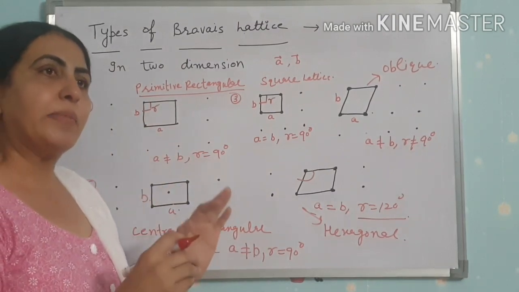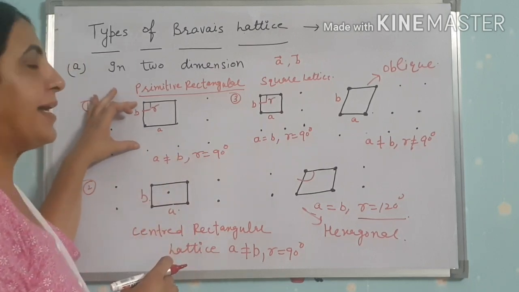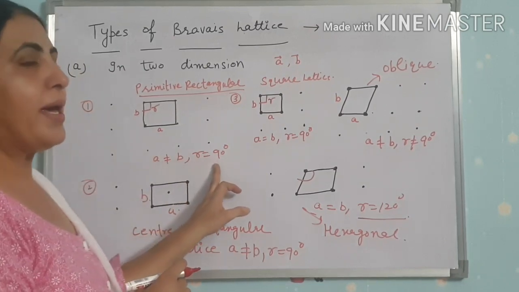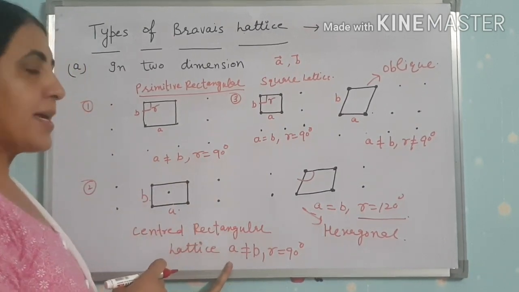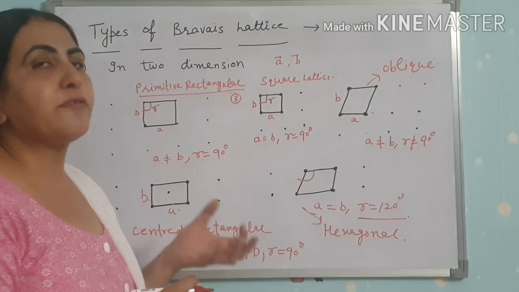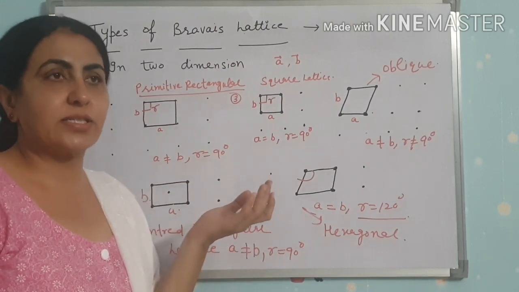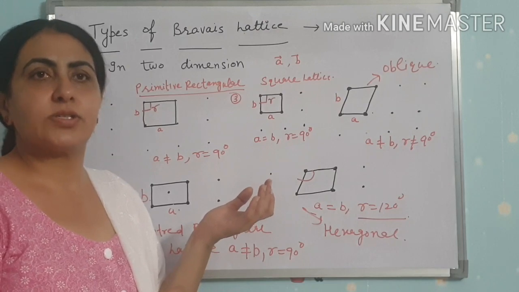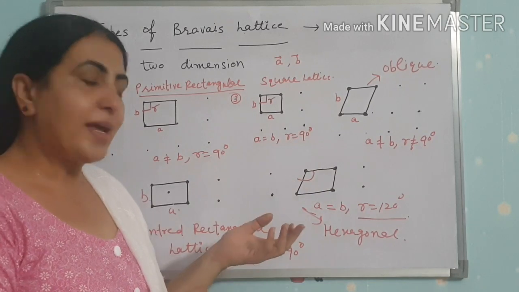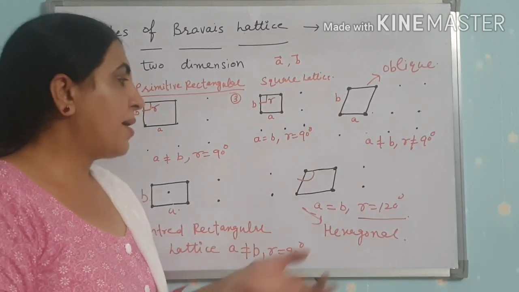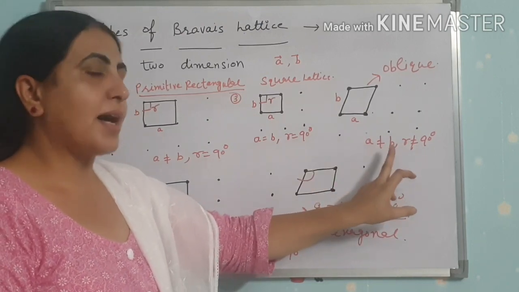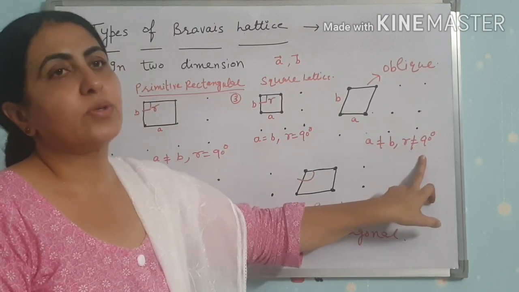What are these 5 types? I am repeating again. First is primitive rectangular, second is centered rectangular. In the first, a is not equal to b and gamma is equal to 90 degrees, and in the second, a is also not equal to b, but gamma is equal to 90 degrees. Here gamma is the interfacial angle; we studied interfacial angles and primitive translational vectors in the previous lecture. In the square, a is equal to b and gamma is equal to 90 degrees. In the hexagonal, a is equal to b but gamma is equal to 120 degrees. And in the oblique, a is not equal to b and gamma is not equal to 90 degrees.